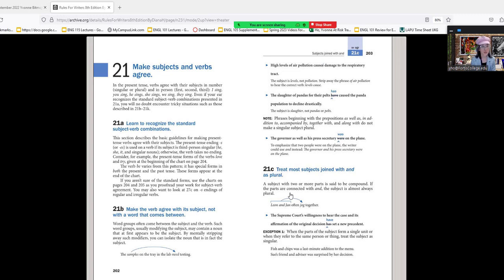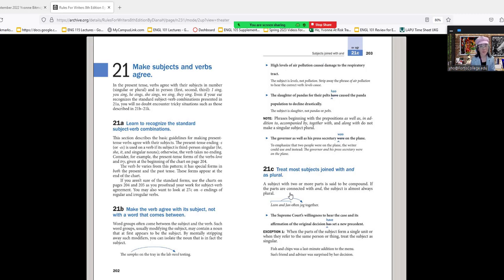It has special forms in both the present and the past tense. These forms appear at the end of the chart. If you aren't sure of the standard forms of verbs, you can always look them up in a dictionary. Make the verb agree with its subject, not with a word that comes between.